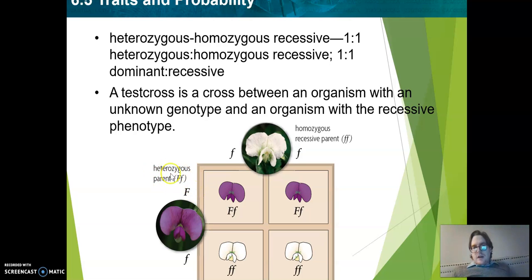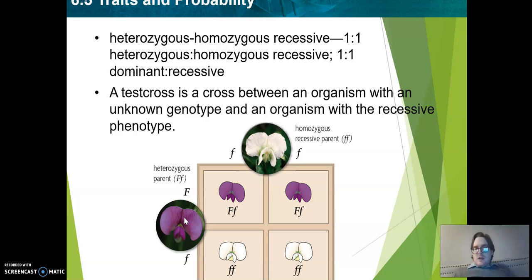You can see that there's a capital F and a lowercase f, so it's purple. But again, in some situations you won't know, so this will be a good way to test it. So you'll see that half of the offspring will be white if the parent is heterozygous, going with the control here, which is the homozygous recessive parent, the white flower.